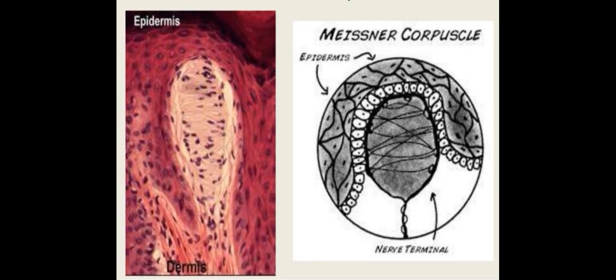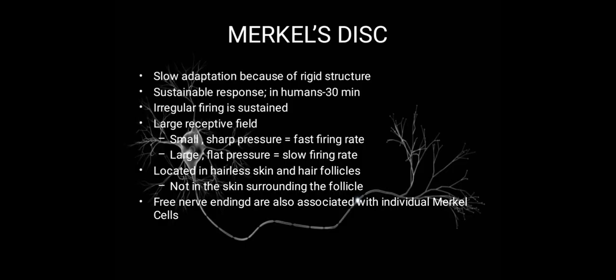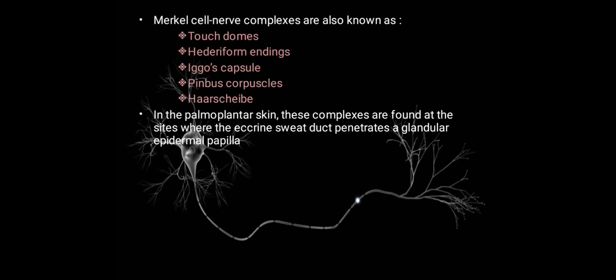Meissner's corpuscles. Merkel's discs. Slow adaptation because of rigid structure, sustainable response in humans up to 30 minutes, regular sustained firing, large receptor field. Small sharp pressure gives a fast firing rate, large flat pressure gives a slow firing rate. Located in hairy skin and hair follicles, in the skin surrounding the follicle. Free nerve endings are also associated with individual Merkel cells. The Merkel cell nerve complex is also known as a touch dome.